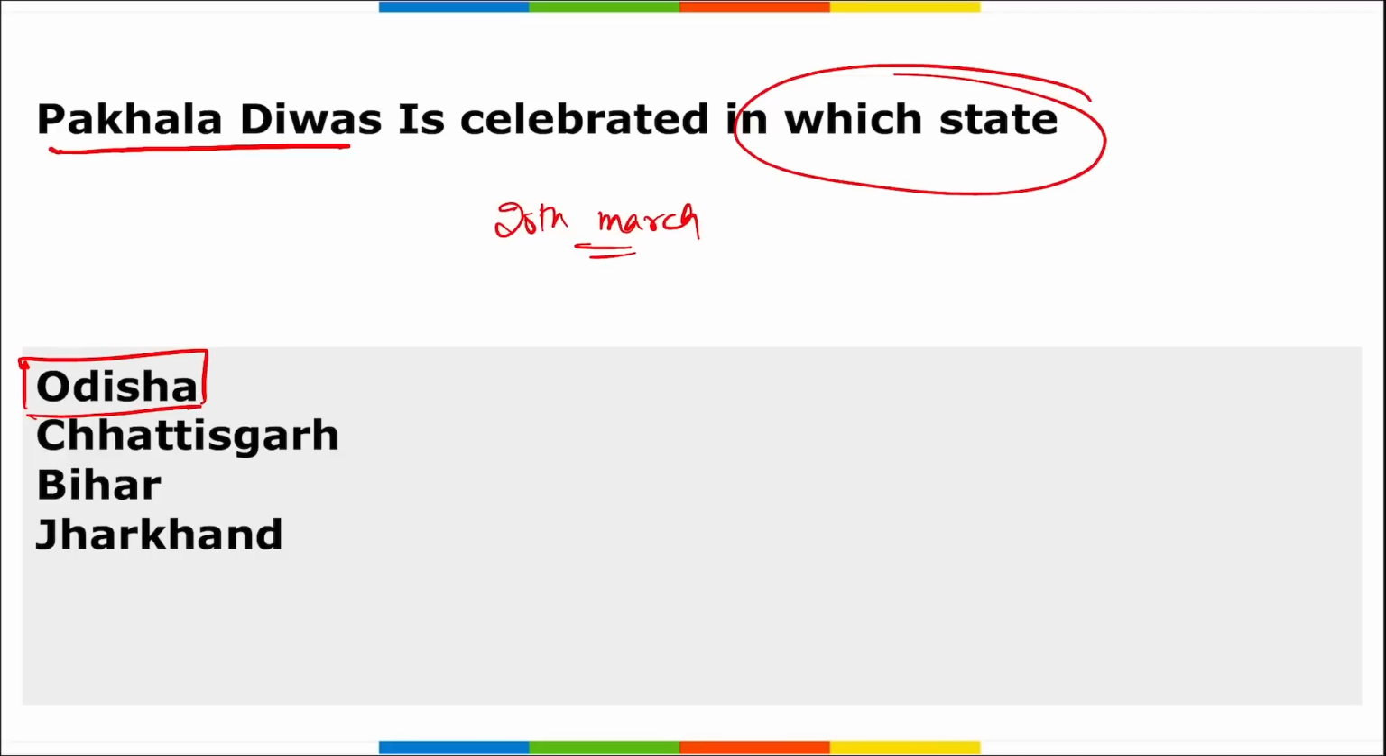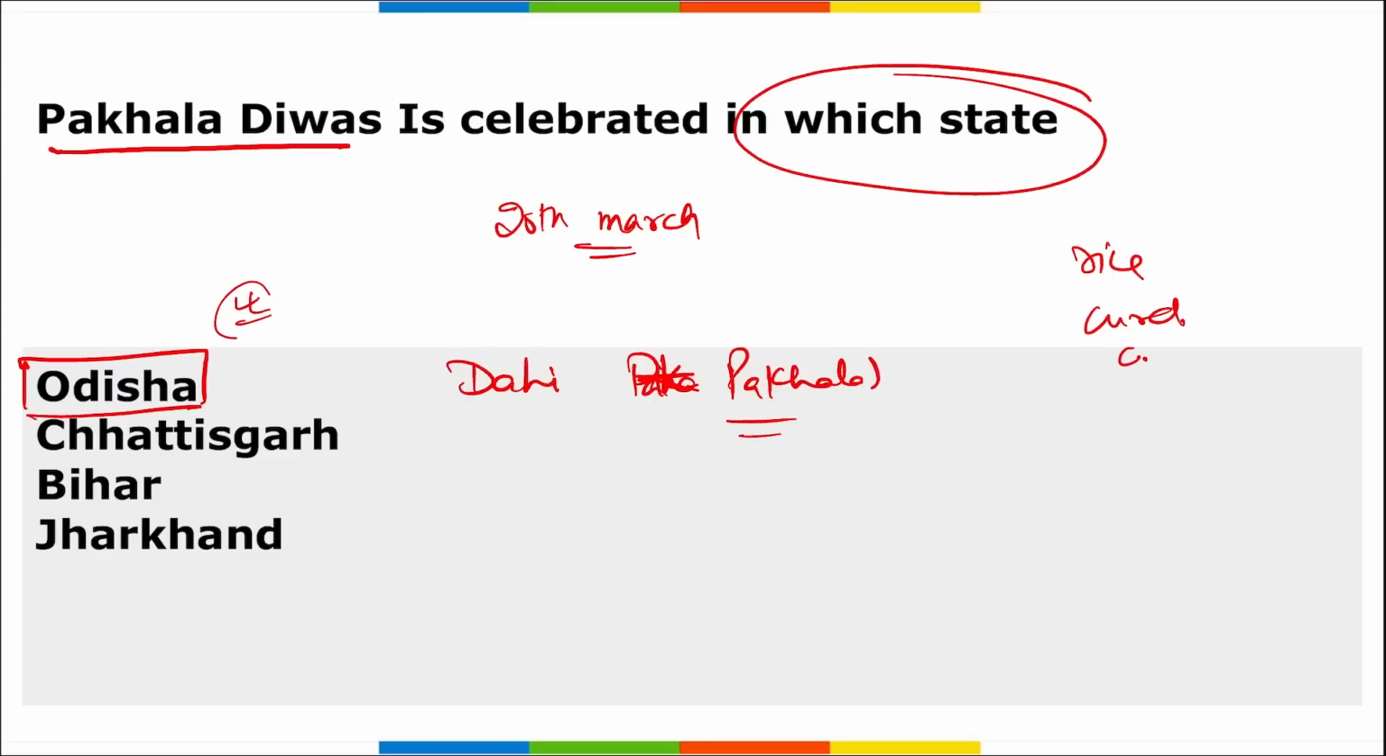The day is annually celebrated across the globe where people eat a traditional Odia dish, that is Pakala, also known as Dahi Pakala. Alright, and it is observed on 20th of March. This Pakala is a kind of a dish. It is prepared with rice, curd, cucumber, cumin seeds, fried onions, and mint leaves. Alright, so Pakala Divas is celebrated on 20th of March, and in which state? In Odisha. And why do we observe this Divas? The sole reason is to promote the nutritious food of India to the world. Alright.